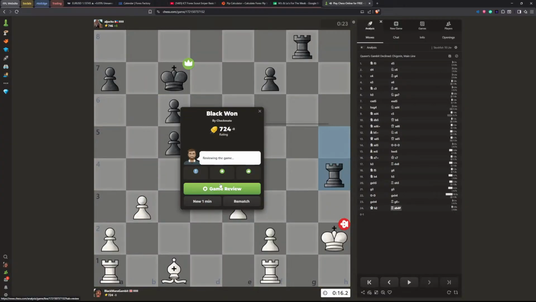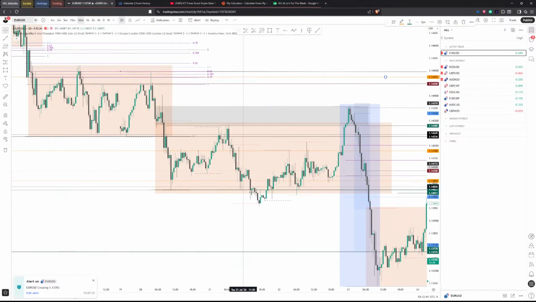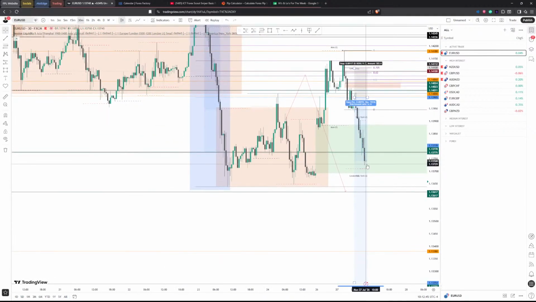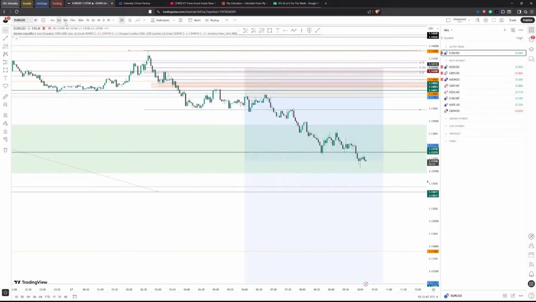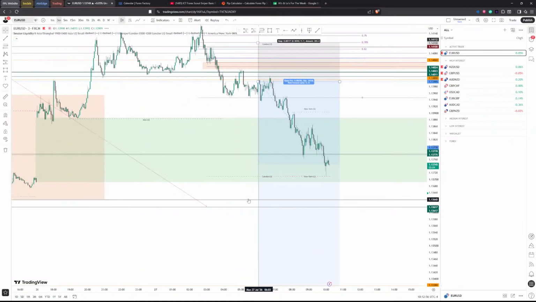That was terrible. I don't know what I was doing. So, it's back to work. Yeah, coming back up to this high-ish. There's also a fair value gap up here too. Get up to it, should be good to continue.